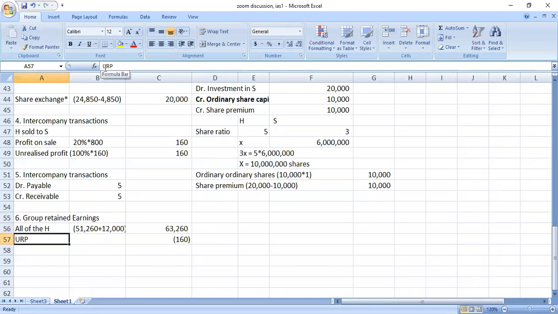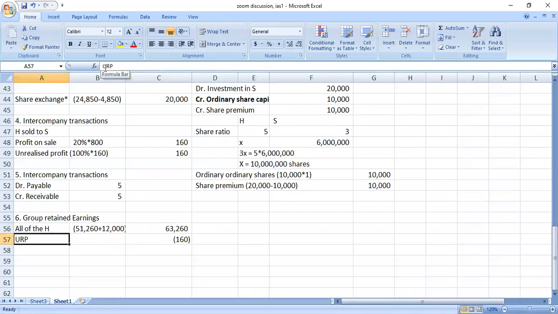You bring all the retained earnings of the parent, and these are usually given in the statement of financial position. For the parent, just come and get the figures. We're given retained earnings at the start of the year and the profit that they made during the year, giving us the closing, which is 63,260.